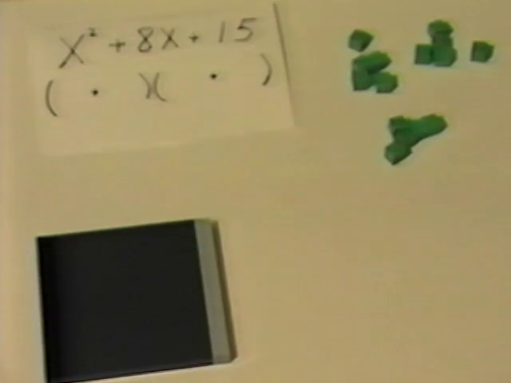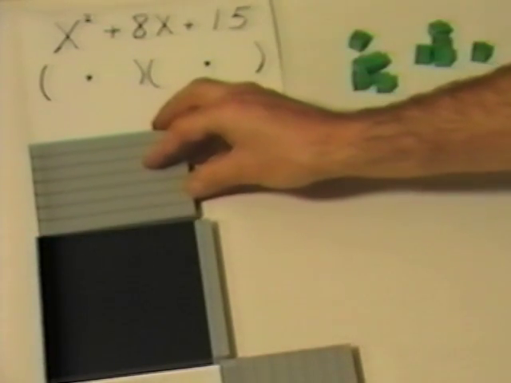1 and how much more makes 8? We will place our 8 bars of x's right here below our 1 bar of x, and we can see that it takes 1, 2, 3, 4, 5, 6, 7 more. 1 and 7 make 8.